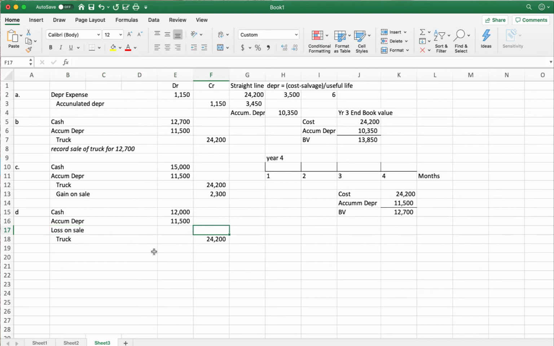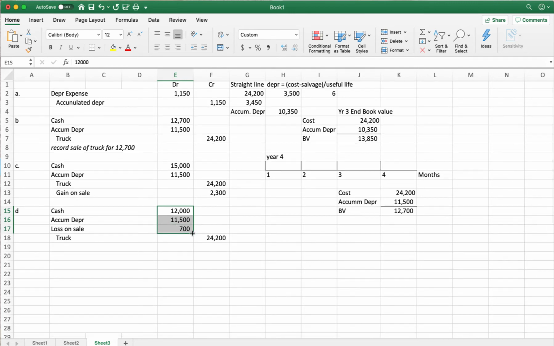Does it go on the debit side or the credit side? Well, I need this transaction to balance. So I have to put it on the debit side. Why? Because our debits are $700 lower. Now I double check. My debits equal $24,200, which equal my credit. I'm good. Okay. So I hope you're noticing that there's a theme going on here whenever we book disposal, right?